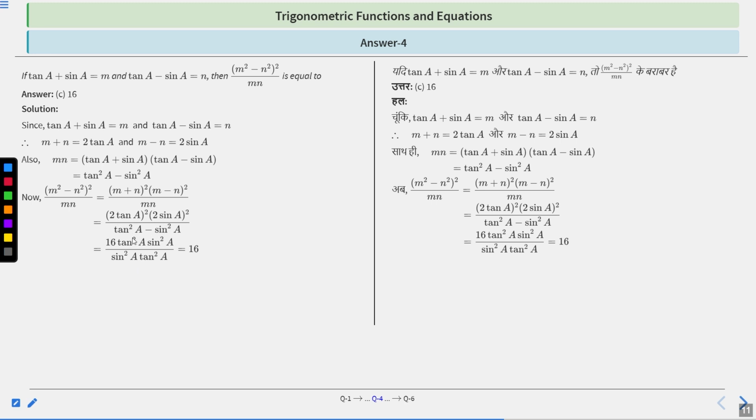Write tan square A as sin square A upon cos square A, right? Therefore, 1 minus cos square A can be written as sin square A. Right. Therefore, after further simplification, you will get the denominator as sin square A into tan square A. Therefore, sin square A into tan square A is cancelled in the numerator and the denominator. Therefore, 16 is the right answer. Right. Option C is the right choice. 16. Got it? Option C is the right choice.